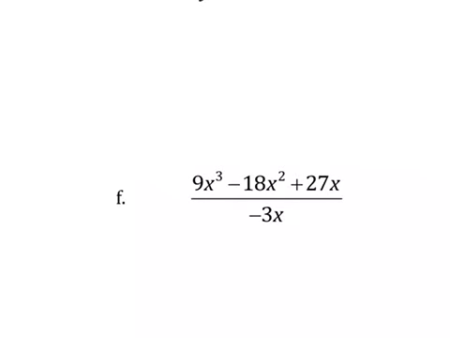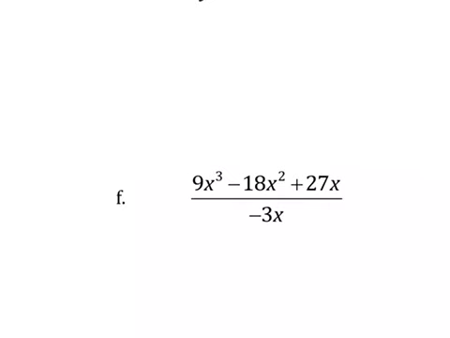9x to the third minus 18x squared plus 27x, all over negative 3x. All right, so now they've got a variable in here and a negative in the denominator. Same rules apply. Let's go through it the same way. I've got 9x to the third. I'm going to divide that by negative 3x.